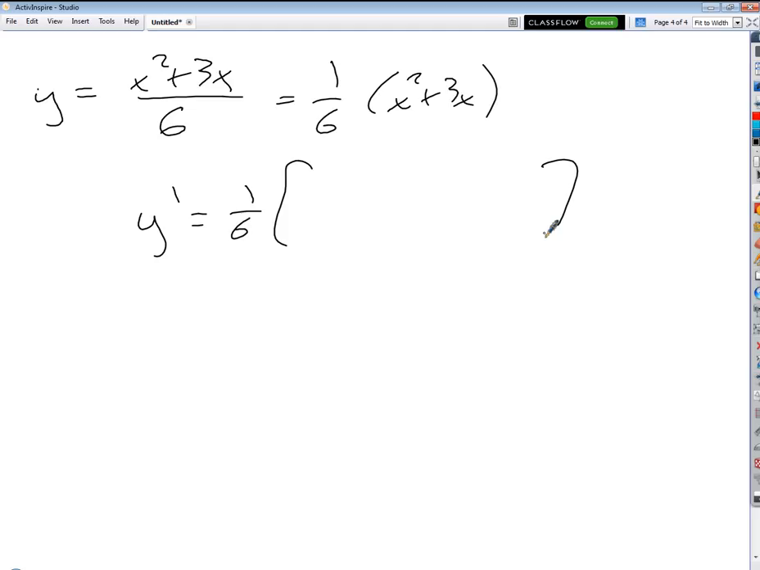I would leave the 1/6 out front and then just differentiate term by term. So this one's going to give me a 2x plus 3. Good. Now I can distribute if I want to.